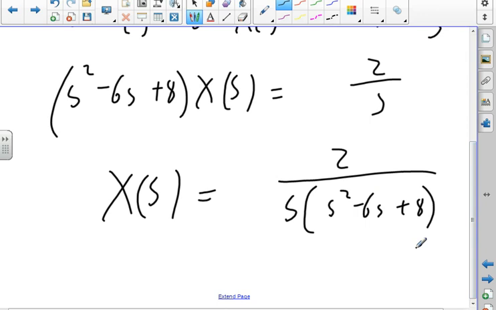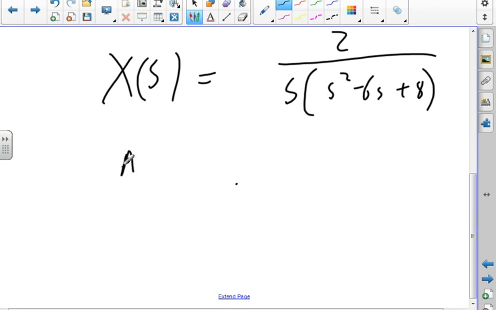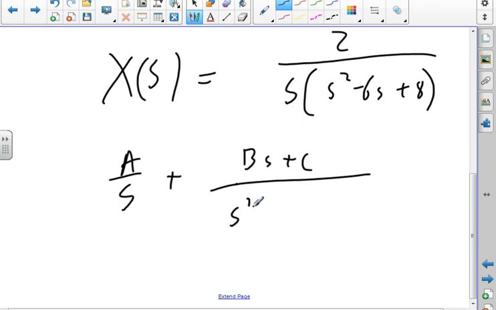So we check our Laplace transform tables, and we don't see that one. Bummer. So that means we're stuck with a partial fraction. A over s plus Bs plus C over s squared minus 6s plus 8. It's always one power less on top than it is on the bottom, unless I have multiplicities of them, then I have to do something else.